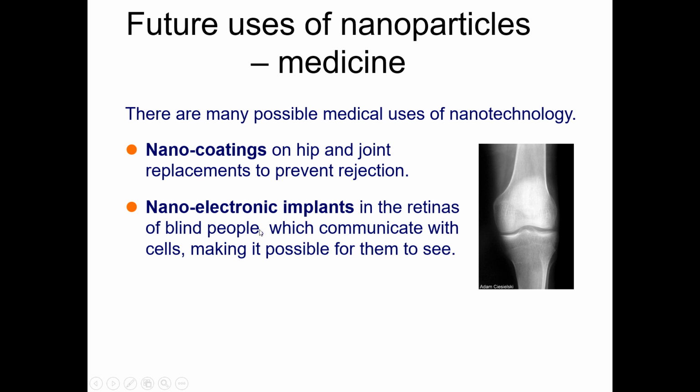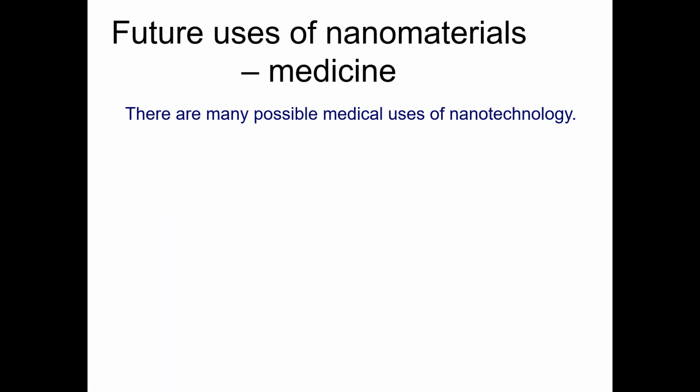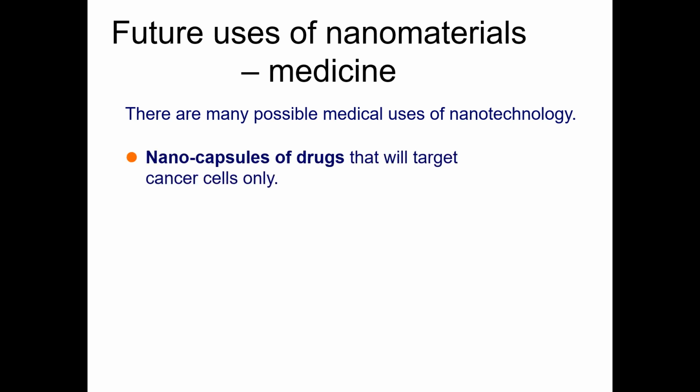What they actually do is communicate. These electronics communicate with the cells, and as a result of that communication, it becomes possible for them to see objects. So in short, we can say that nanotechnology can make the blind see objects. There are many possible medical uses of nanotechnology, and one is nanocapsules of drugs that will target cancer cells only.